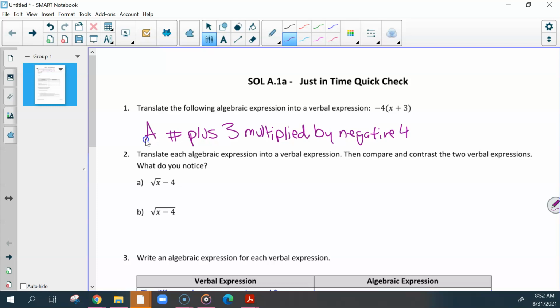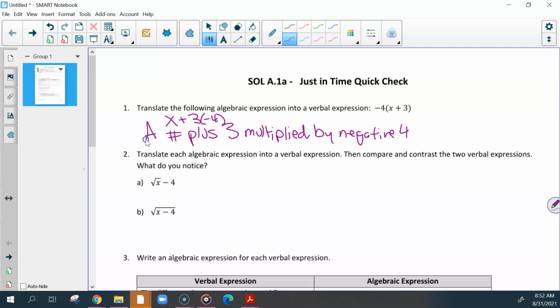Okay. Now, let's look at this. A number plus 3, so this would be like this, multiplied by negative 4. The way this is written, only 3 is being multiplied by negative 4. So we would need to change that.